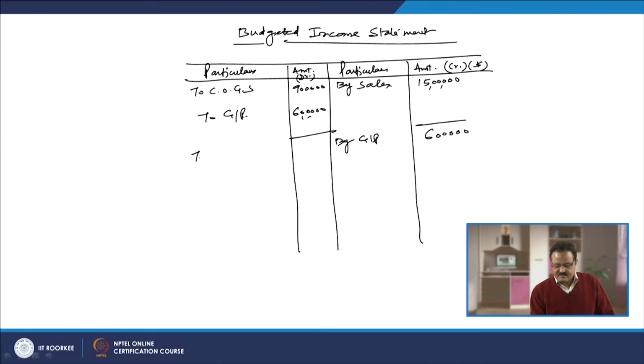The first head of those expenses was salaries, wages and commission. That was the one head, and you take it for the 3 months. If you total it up for the 3 months, how much does it work out as? This is 3 lakhs. Total it up for the 3 months, that works out as 3 lakhs.